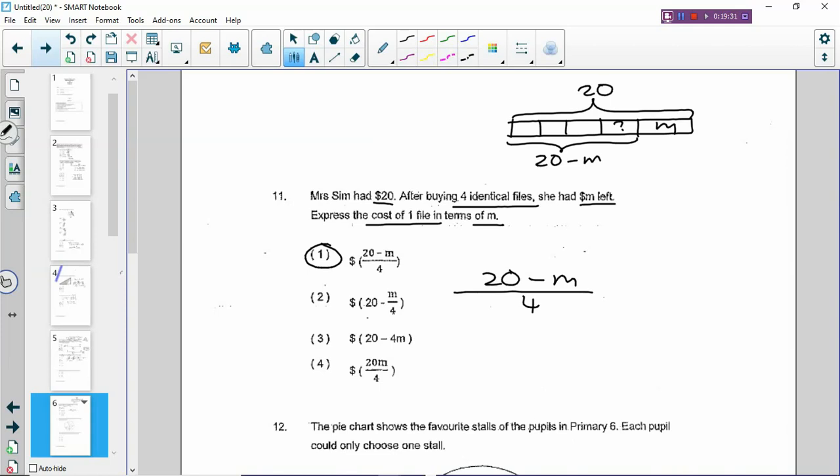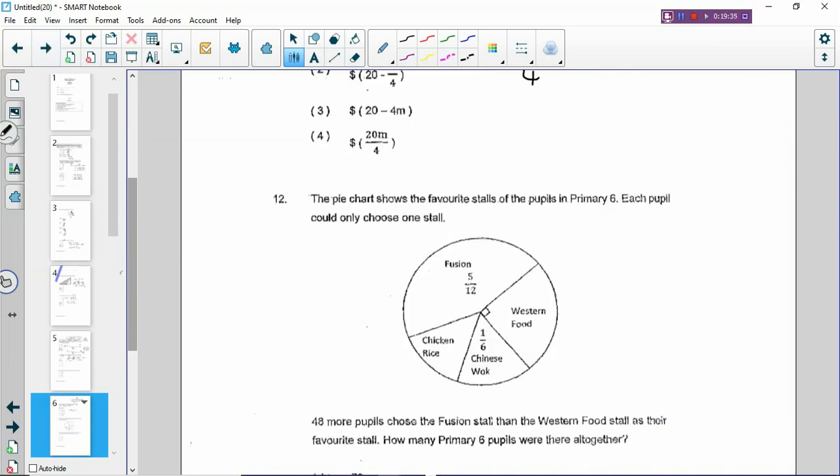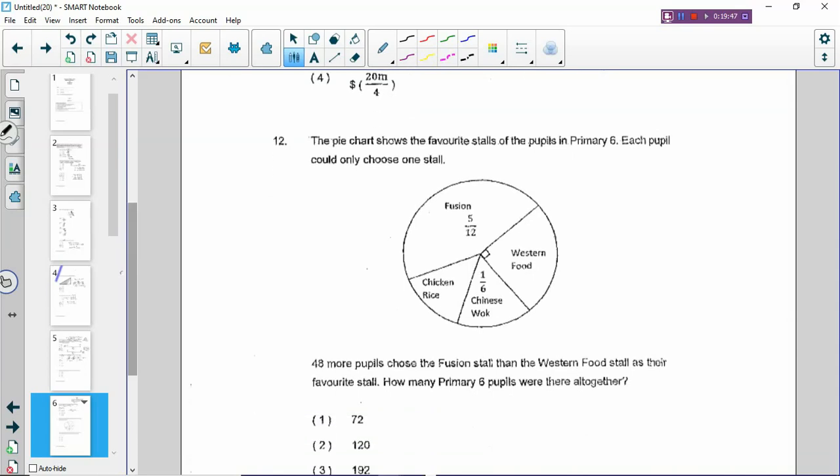Okay? Alright, now we come to your pie chart. Now pie chart is also not tested in the PSLE, but let's do it because next year your child who is taking P6 will be tested for next year. Okay, the pie chart shows the favorite stores of the pupils. Each pupil can only choose one store. So there's 5/12, there's 1/6, there's a right angle.